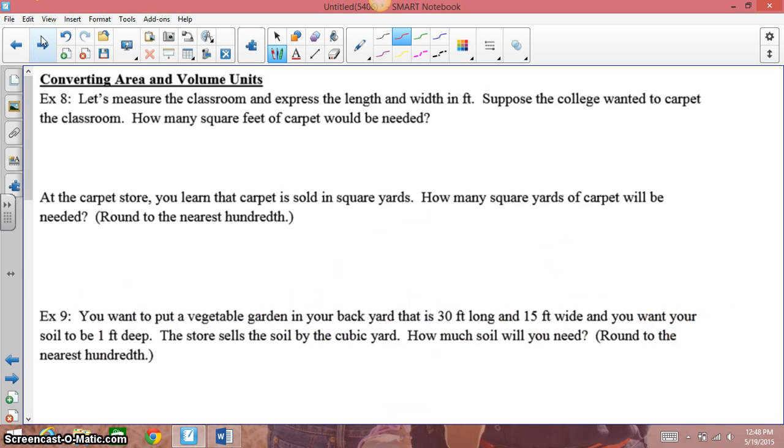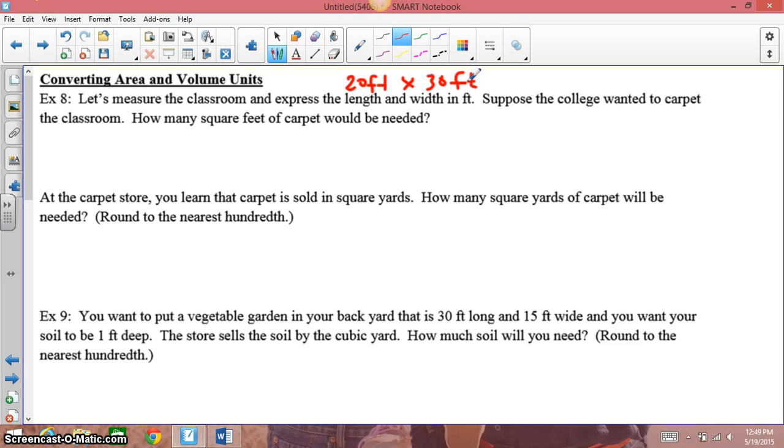Let's look at example 8. This one encompasses a little something different here. The first part, not so much. It says for us to measure a classroom and express the length and width in feet. For ease here, let's just say our classroom is 20 feet by 30 feet. And suppose the college wanted to carpet the classroom. We want to know how many square feet of carpet would they need.